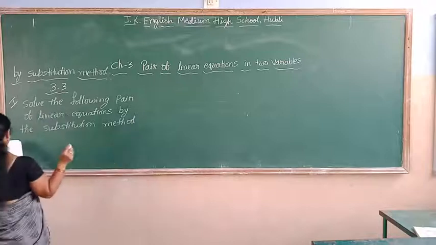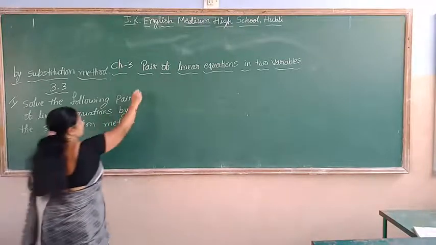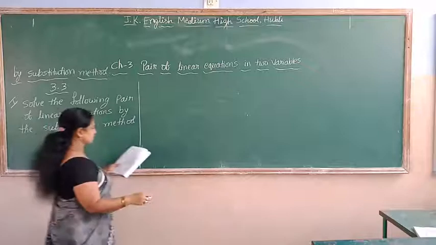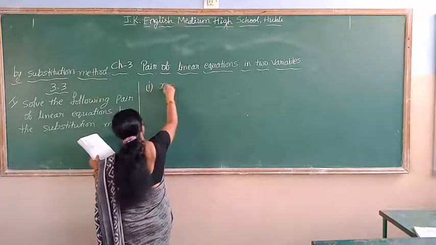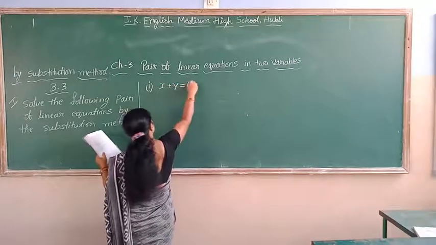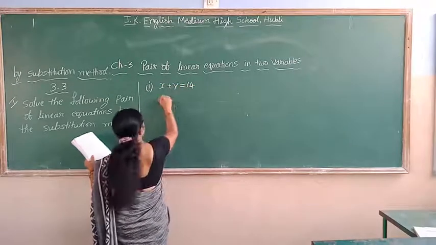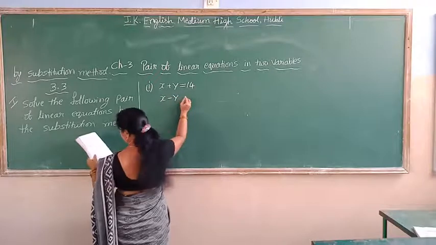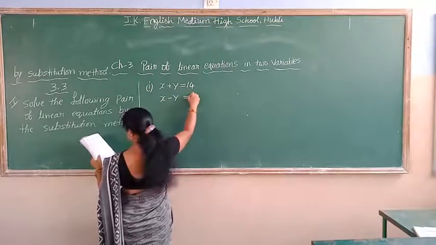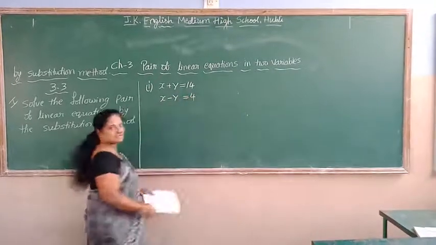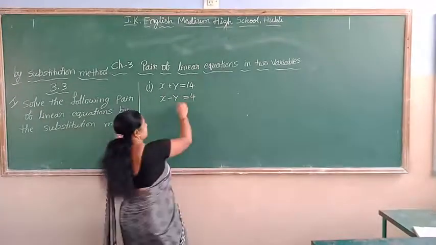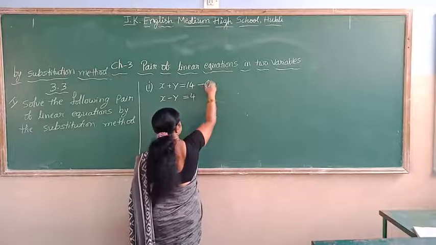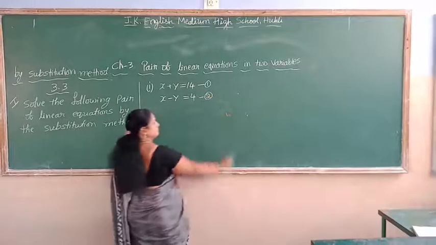See children, the question pattern is in this manner. First one: x plus y is equal to 14 and x minus y is equal to 4. See children, they give a pair of linear equations in two variables here. This is equation 1 and this is equation 2.